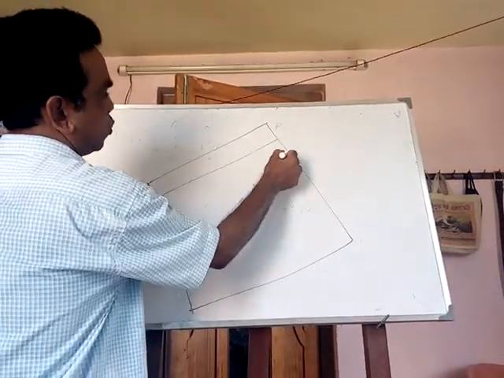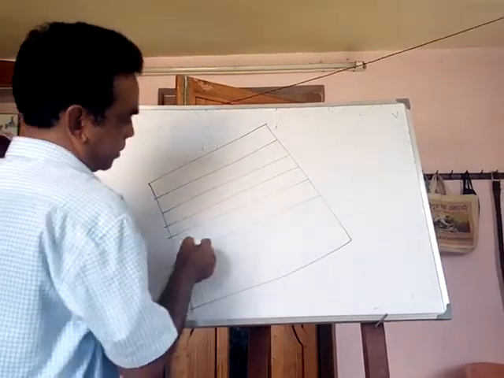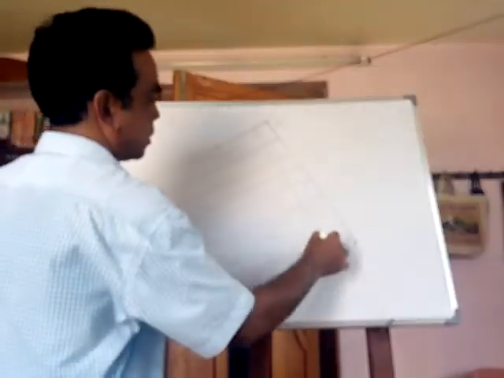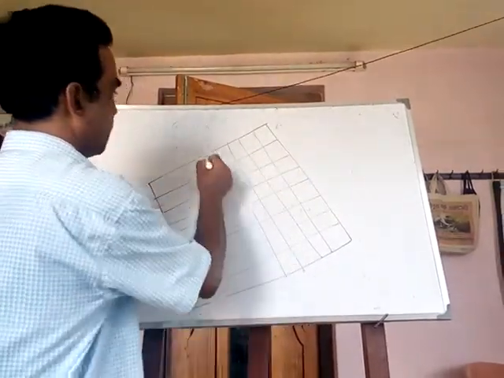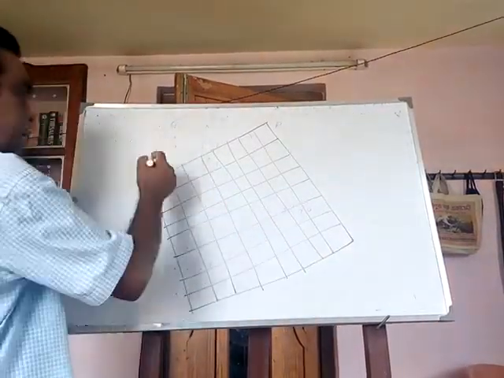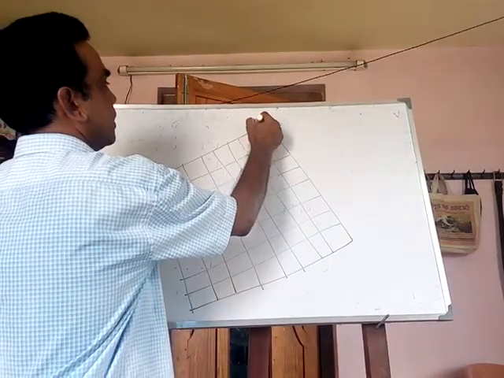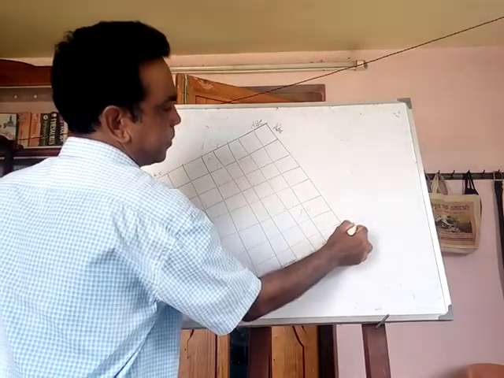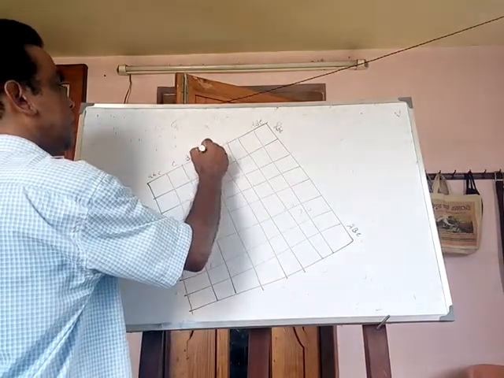One, two, three, four, five, six, seven. That is the alleles: A, B, C, small a, B, C, capital A, B, C.